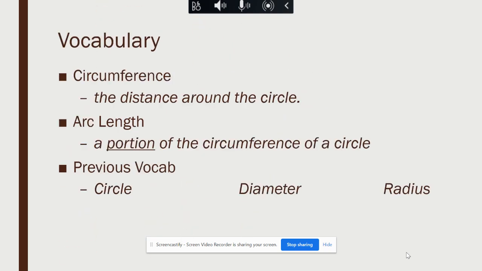So our vocabulary, we have circumference, which is the distance around a circle. Like perimeter is circumference, but it's a circle. Arc length is a part or a portion of the circumference of a circle. So it's just one little piece of the circumference, kind of like one side of a perimeter is part of the perimeter. Our other vocab we're going to see today is circle, diameter, and radius. Remember, diameter is the full length across the circle. The radius is half of that, which is just from the center to the circle.